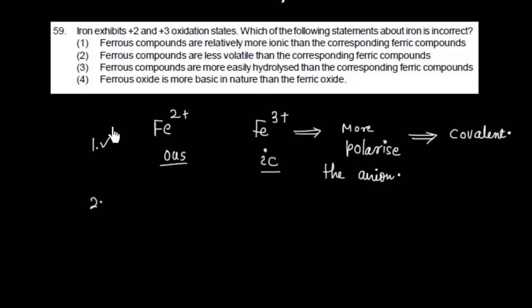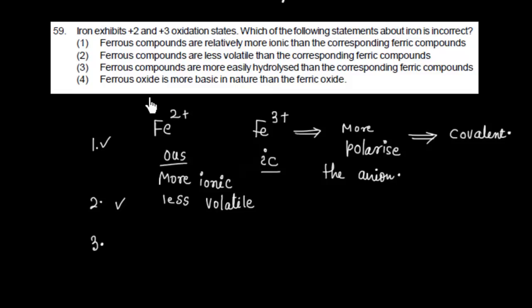Now let us check option 2. Ferrous compounds are less volatile than corresponding ferric compounds. This is also true because ferrous compound is more ionic, with less covalent character. And ionic compounds are basically solid. So this is less volatile because this is more ionic. So this option is again correct.